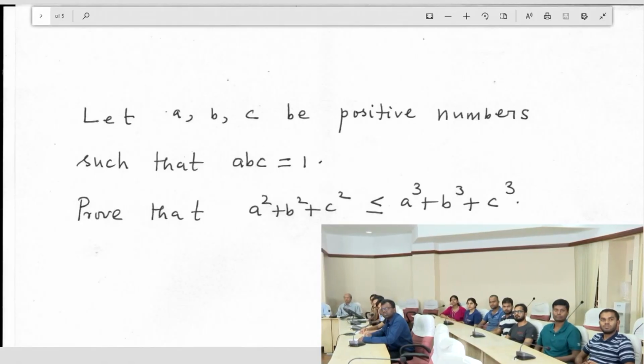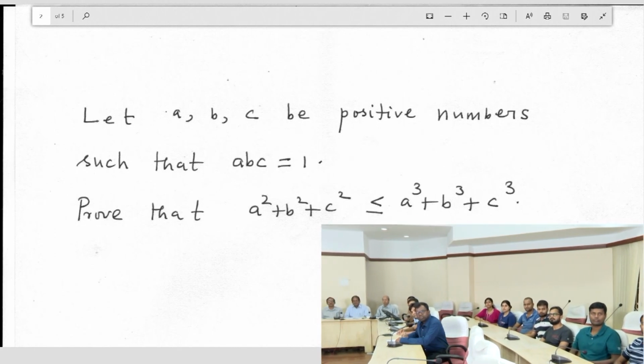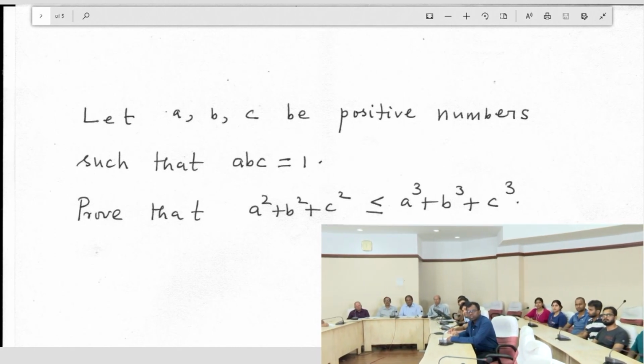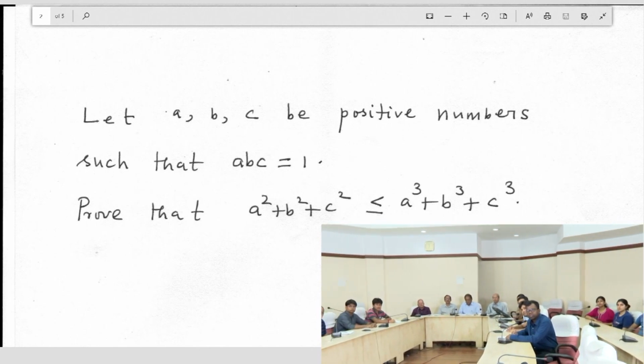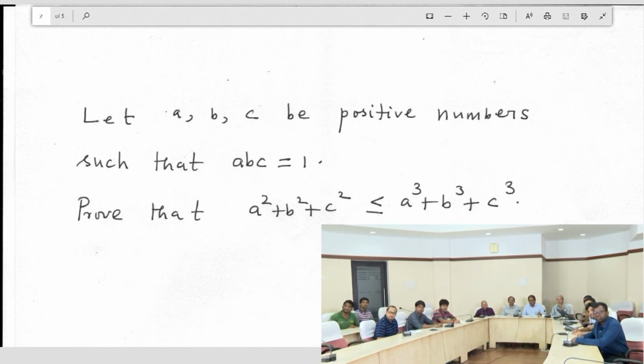So the question is displayed here. Let A, B, C be positive numbers such that the product ABC is equal to 1. Prove that A squared plus B squared plus C squared is less than or equal to A cube plus B cube plus C cube. If A is strictly greater than 1, B is also strictly greater than 1, and C is strictly greater than 1, you can see that the problem is trivially true, but that cannot happen, the product is 1.